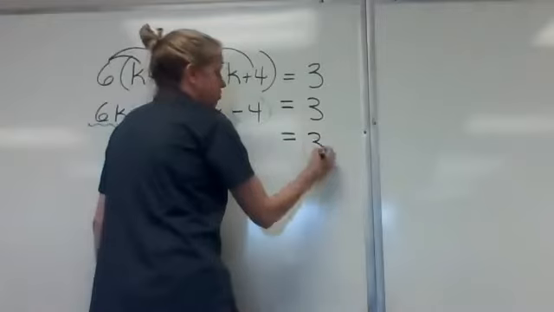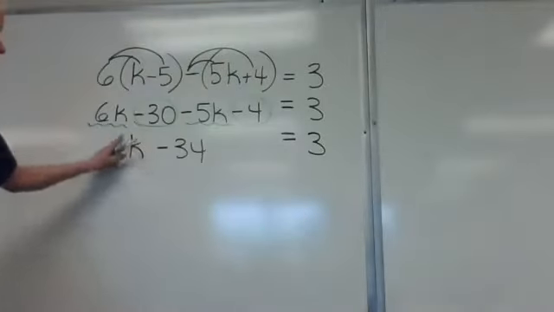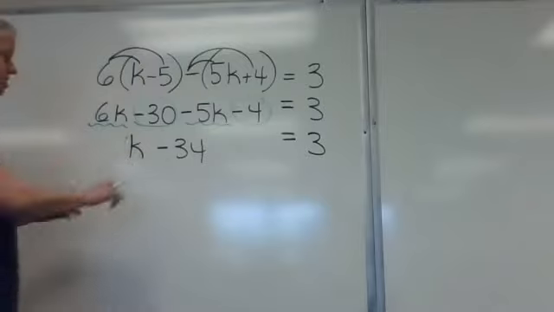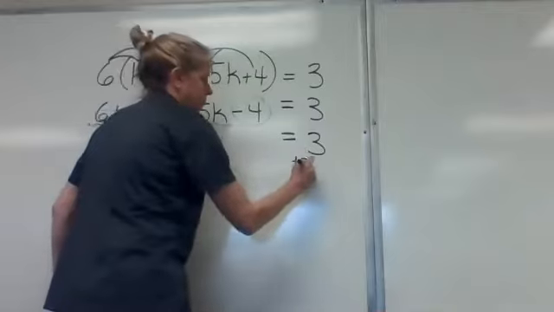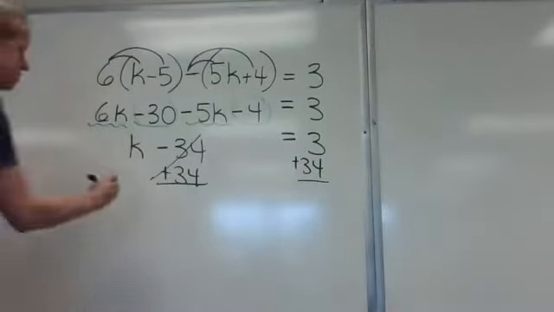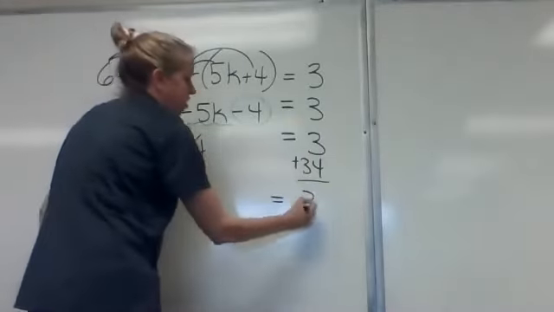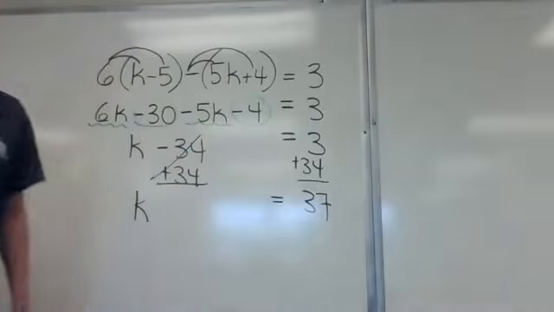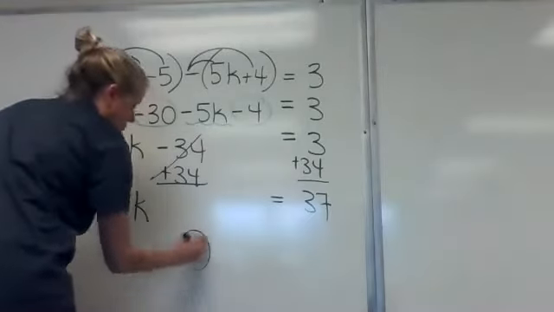And then if I bring down this 3 over here, still haven't done anything with it. The only thing that needs to happen for this K to now be alone is to get rid of the minus 34 with a plus 34. So K, there's my equal, 3 and 34 gives me 37, which again, if you have it printed off, 37 was the A option.